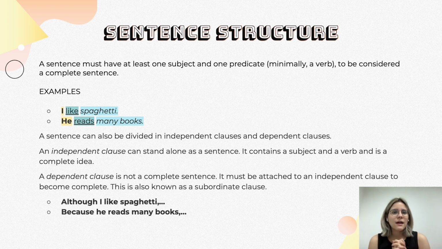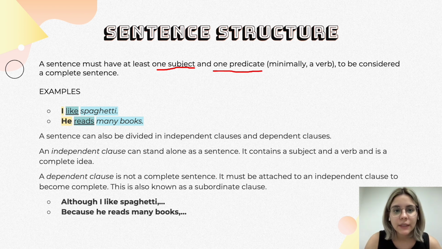Finally, we have a little bit about sentence structure. So as I said, a sentence must have at least one subject. Remember, we only mention it once. It can be many subjects, but we only mention them once, and one predicate. And this predicate can be only one verb, or it can have a lot of complements, okay? And this is to be considered a complete sentence.